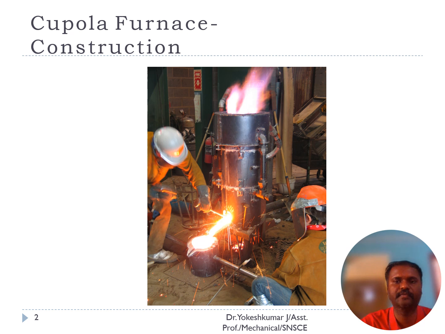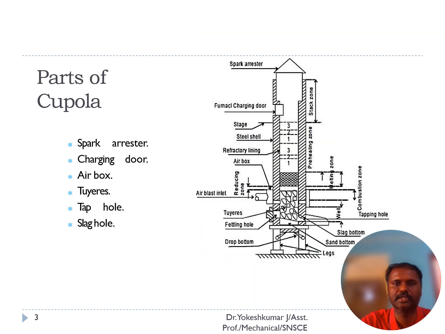This is the photograph of the Cupola furnace where the operators melt the raw material and produce liquid metal by heating the raw material. The Cupola furnace is usually cylindrical in shape and placed in the vertical position. It is made up of an outer shell. The outer shell is made up of steel, and it is vertically placed.